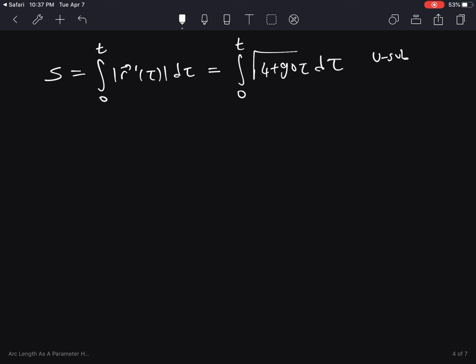That substitution is going to be u equal to 4 plus 90 tau, and then if you take the differential, du is equal to 90 d tau. That means d tau is 1 over 90 times du. Also we need to change these boundaries because now we are going to use our variable u. So when tau is 0, this is the lower boundary of the integral.